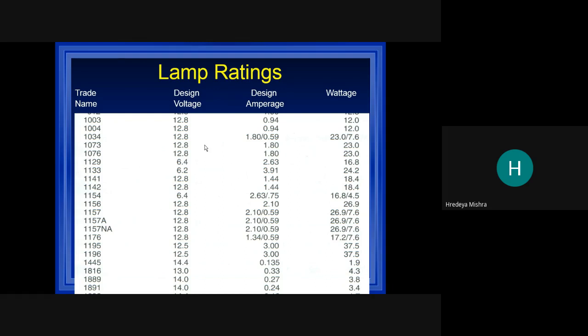Now this table shows the lamp rating. Okay, there is a trade name, there is a design voltage, design amperes, and this is the watt. 103, 12.28 volts, 0.9 amperes, and this much watt is consumed. So these are the list for the trade, and based on the trade, the design voltage, ampere, and watts are there.